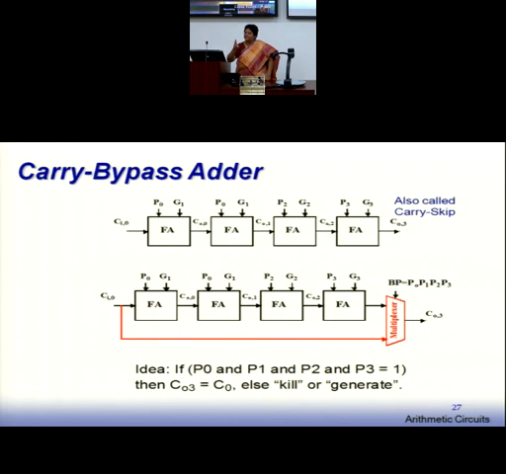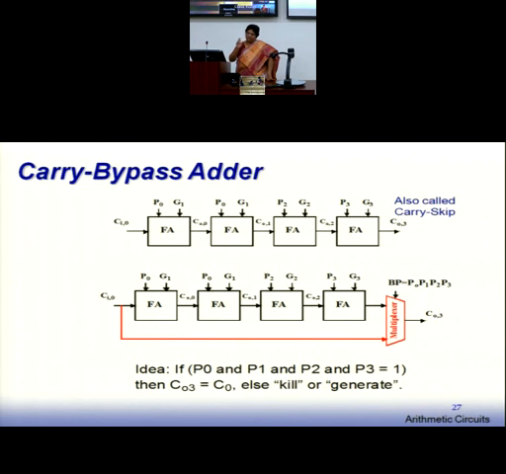Otherwise how many steps would you have taken? First G and P functions, then computing C0, then C1, then C2, and then C3. How many steps would you have taken? 5 steps reduced to 2 steps.